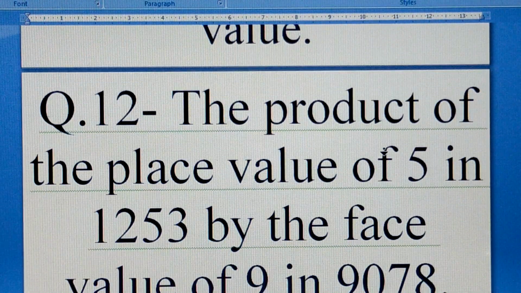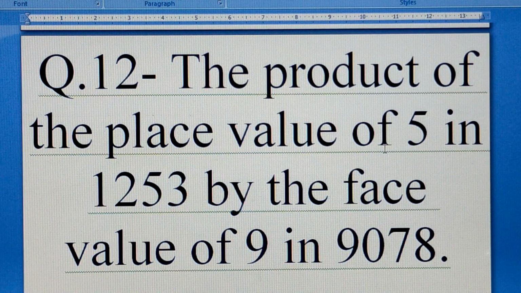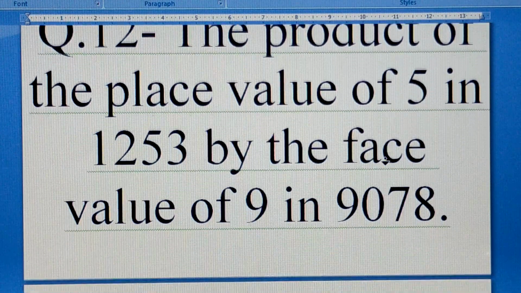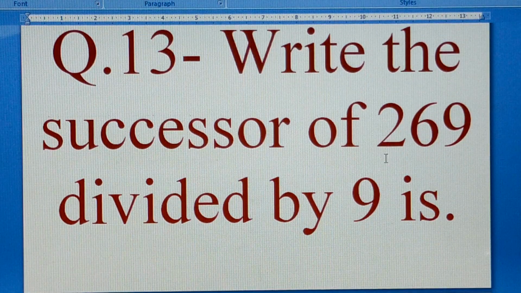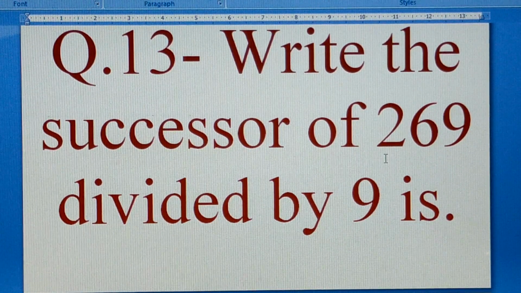Question number 12. The product of the place value of 5 by the face value of 9. You have to find out the place value of 5 in 1253, and you have to find out the face value of 9 in 9078, and then you have to multiply the both. Question number 13. Write the successor.